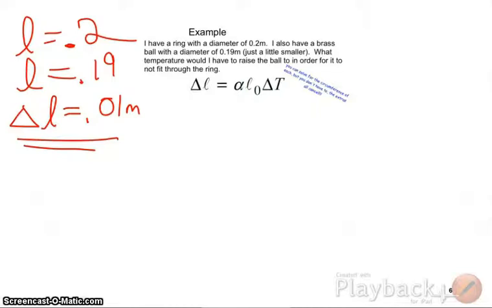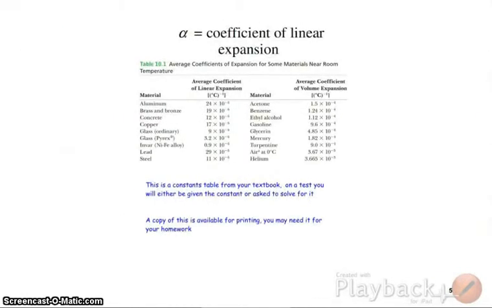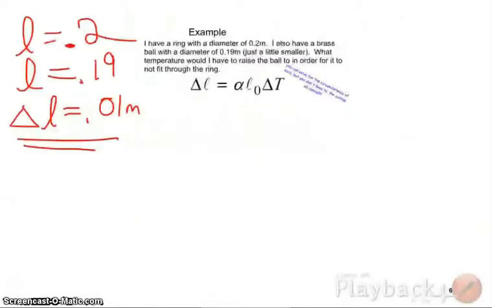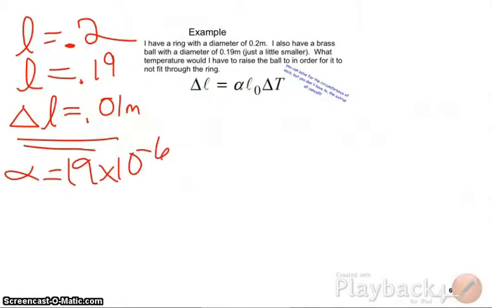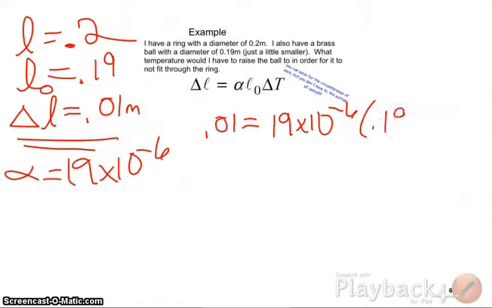Now it's a brass ball, so the linear expansion coefficient for brass is 19 times 10 to the negative 6th. So alpha equals 19 times 10 to the negative 6. And our initial length is 0.19. So we would say, all right, 0.01 equals 19 times 10 to the negative 6th times L0, which is 0.19, times change in T. And we just solve for our change in temperature.